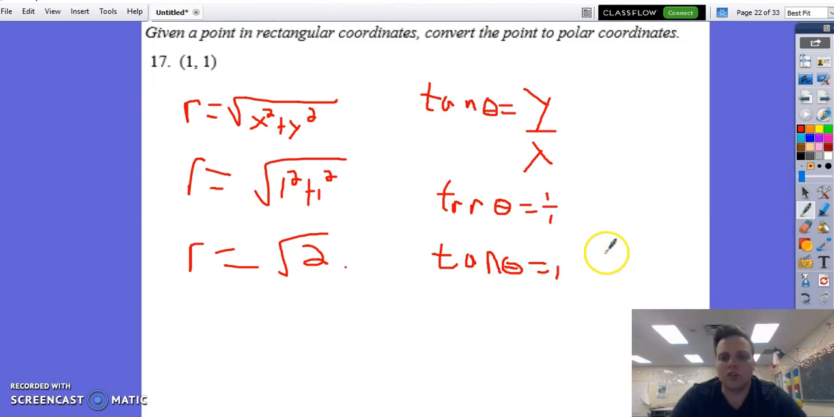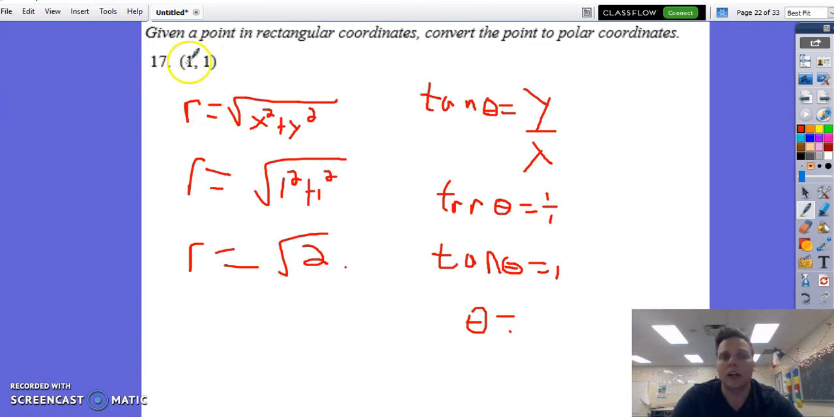Okay, so I grab my trig chart. I look at where tangent theta equals 1. Now, this one does take a little bit of thinking. Tangent theta equals 1 at 2 places: at pi over 4 and at 5 pi over 4. So you need to stop and think, okay, which angle do I want? Do I want pi over 4 radians or 5 pi over 4 radians?